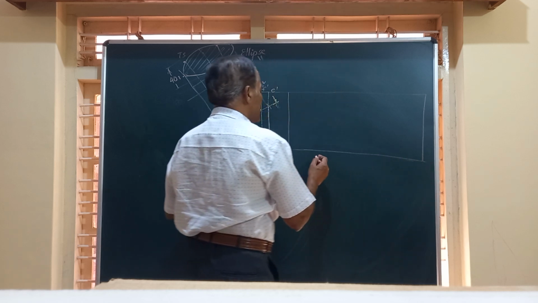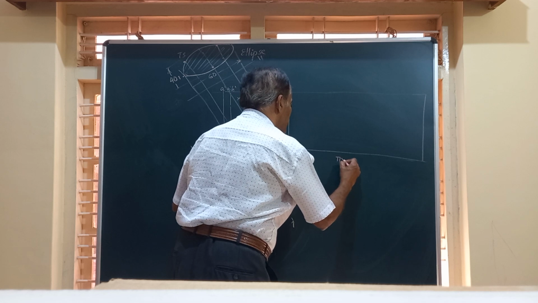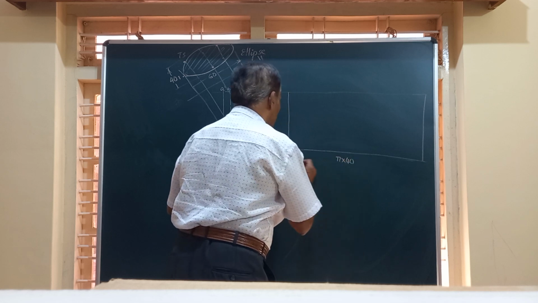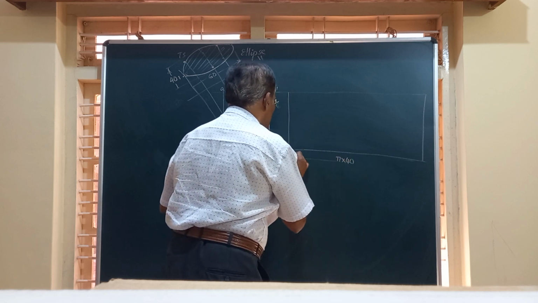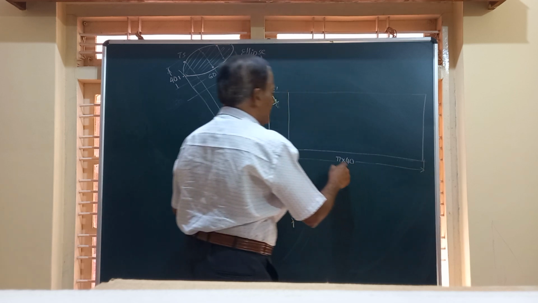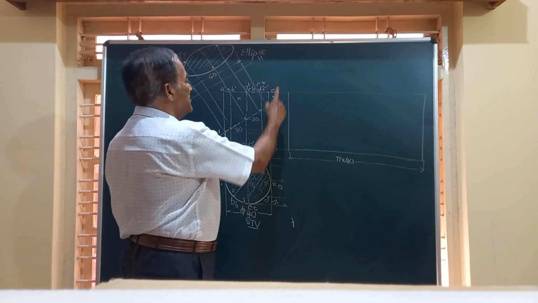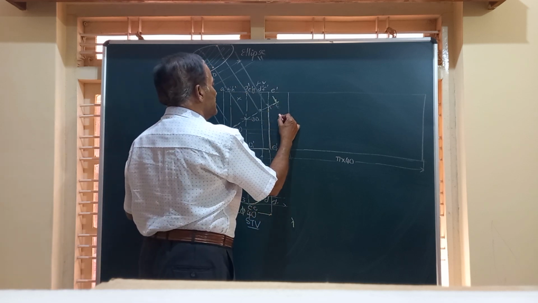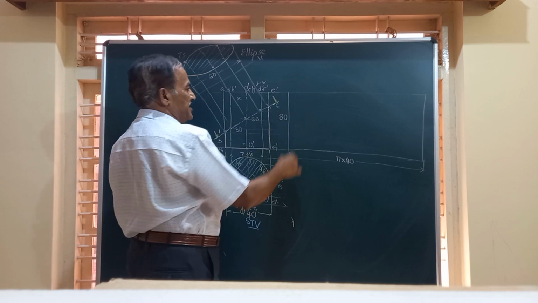This is the width, that is pi into 40. Pi d or 2 pi r, both are same. And this value you can calculate by multiplying 40 by pi. And height is equal to 80, the height of the object. Simply I will mark it here as 80, this height.